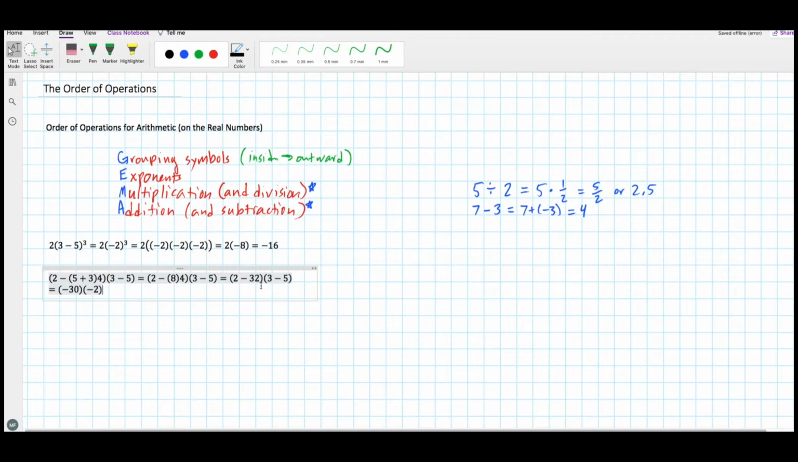So now I'm done with all the grouping symbols, and now I can go ahead and do this multiplication, and I get positive 60. Okay, hopefully I haven't made a mistake here. If I did, I'll make a note of it later when I add captions.